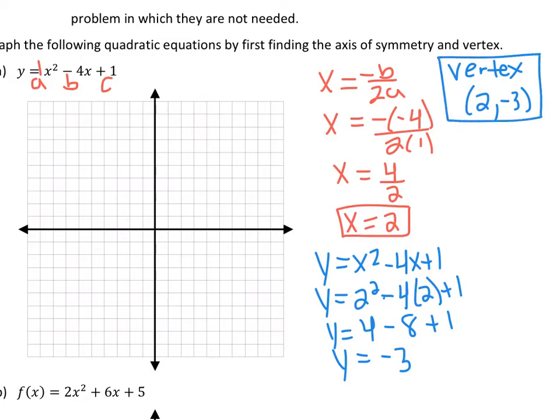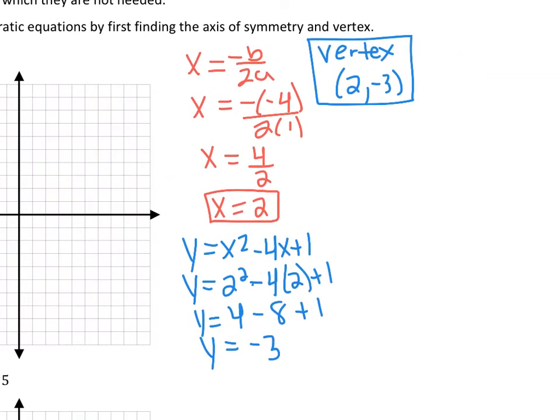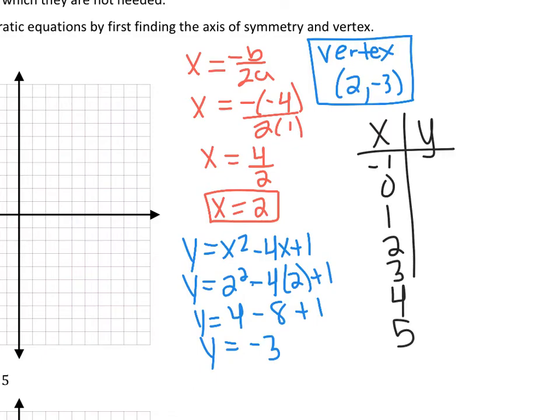It then states in our directions that we need to create a table of values by choosing 3 x values above and 3 x values below the turning point. The turning point is at 2, negative 3. So if I were to make a table of values, and let's say I had 2 here, so it goes 1, 0, negative 1, and 3, 4, 5.